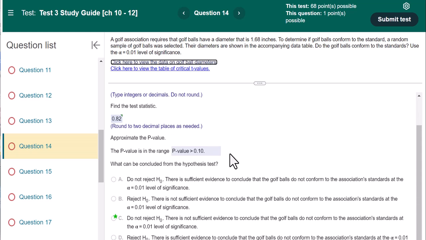And if you fail to reject the null hypothesis, then the null hypothesis is probably okay. So you say there is not sufficient evidence to reject the claim that the golf balls conform to the standards, or, as it says here, to conclude the golf balls do not conform to the association standards. We're saying we can't reject that they conform. They do conform.